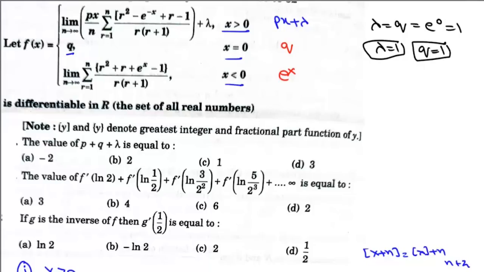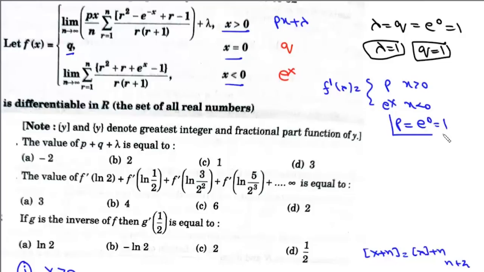Now it must also be differentiable. Now if we find f dash x, it will be p when x is greater than 0 and will be e to the power x when x is less than 0. So in that case, this p is equal to e to the power 0, which is 1. So the value of p plus q plus lambda is 3, and that's your option D.